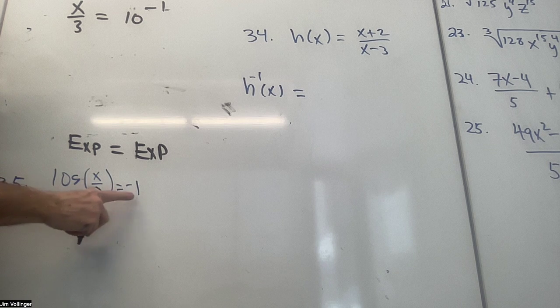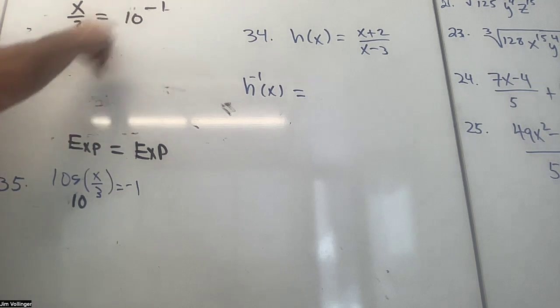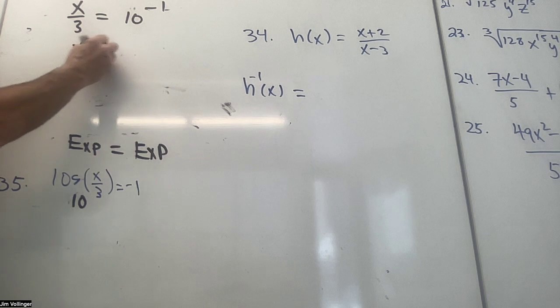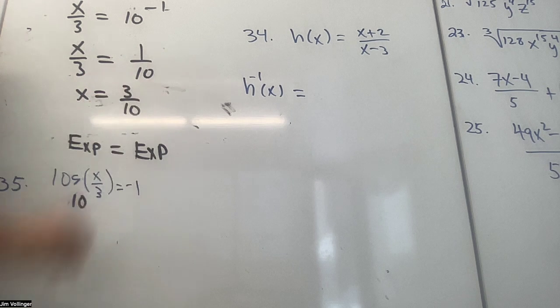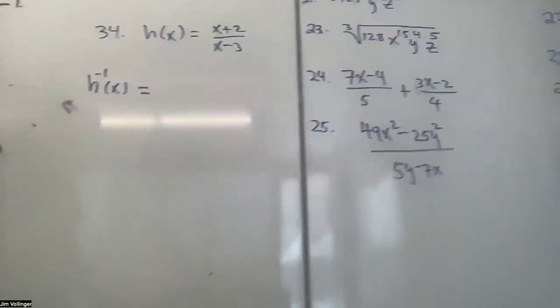It's an exponent. Exponents go on top of bases. So that's x over 3 equals 1/10. Division by 3 becomes multiplication on the other side. 3/10 is your answer.